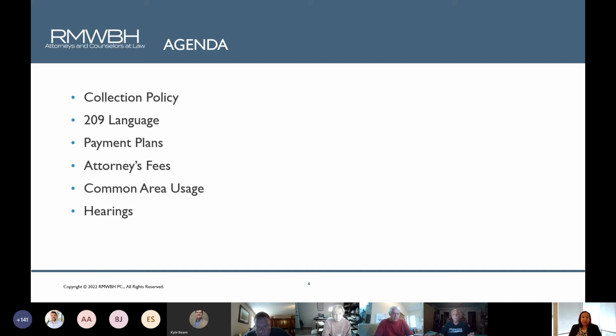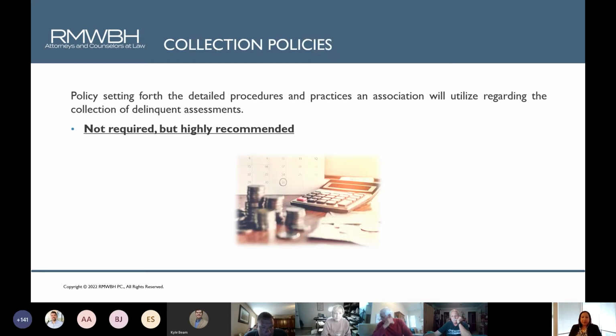We're also going to talk about payment plans, attorney's fees, and why the 209 letter is important as it relates to attorney's fees. And then the last two topics really have to do with why the collections 209 letter is important in the deed restriction realm. It has to do with the suspension of common area and the hearings process. So we'll dive right in.